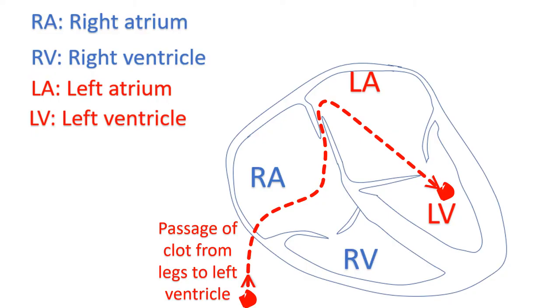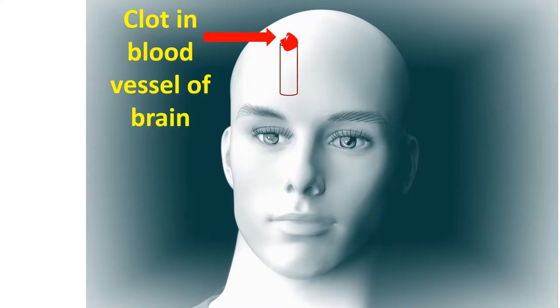The clot can move from the left atrium to the left ventricle and then to the aorta. Left ventricle is the lower muscular chamber which pumps blood to the whole body. Aorta is the large blood vessel arising from the left ventricle. From the aorta, the clot can move to any part of the blood circulation. If it gets lodged in a blood vessel of the brain and blocks it, a stroke with paralysis may occur.